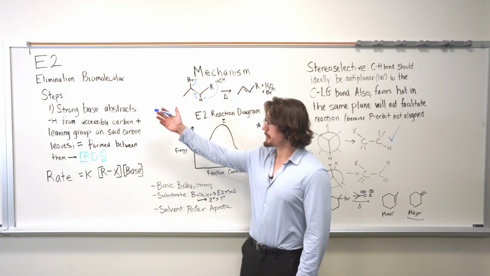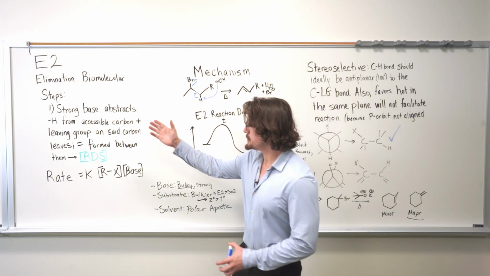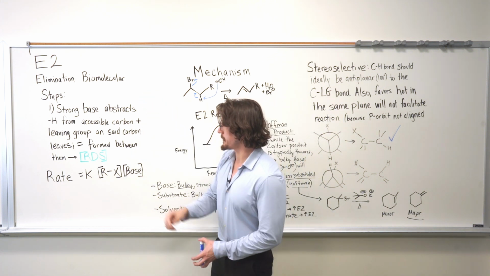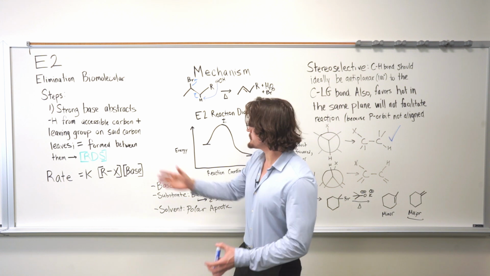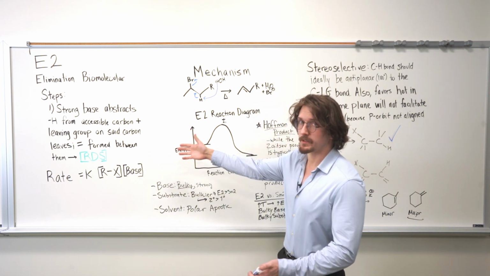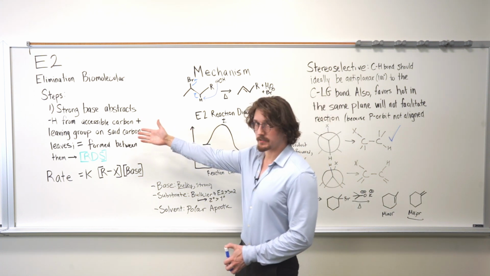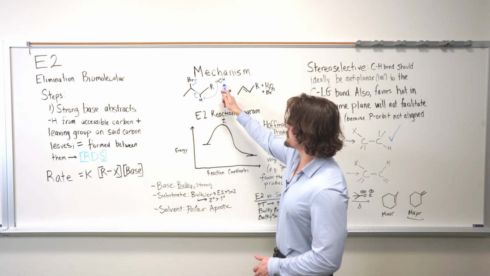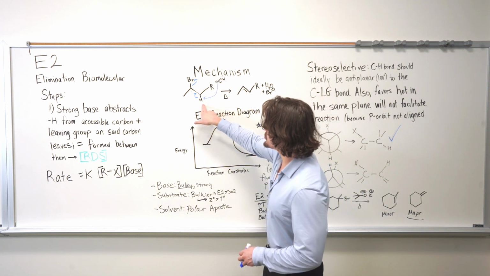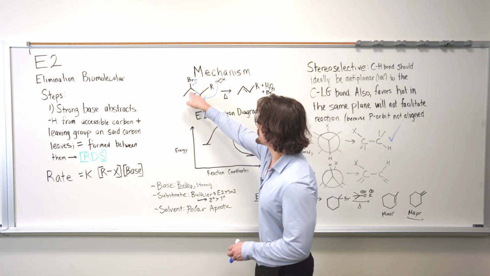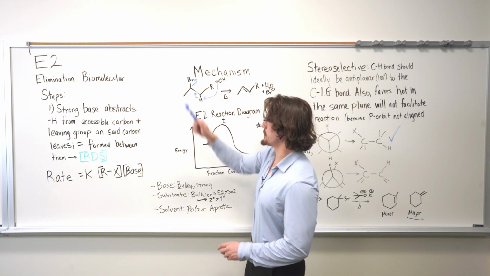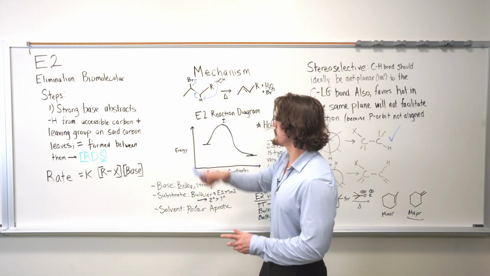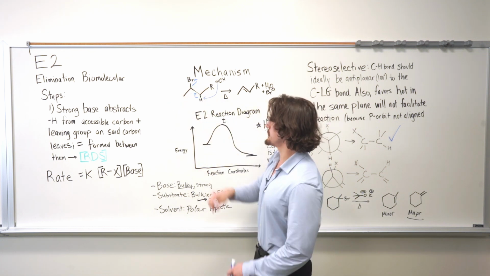So we're going to be talking about E2 reactions, and E2 means elimination bimolecular. The steps of this reaction involve, well, it's a one-step reaction, kind of like SN2 reactions. And here, a strong base, this hydroxide ion, for example, abstracts a hydrogen from a carbon that is adjacent to another carbon that has some form of leaving group. Typically, it's an alkyl halide, like in this case, where you have a bromide leaving group.